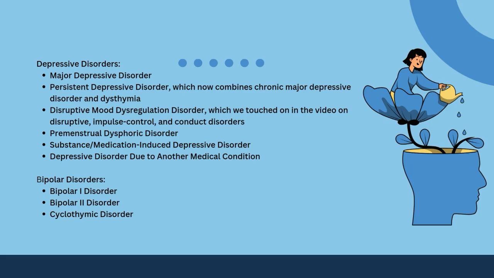So, that's major depressive disorder, persistent depressive disorder, which now combines chronic major depressive disorder and dysthymia, disruptive mood dysregulation disorder, which we touched on in the video on disruptive, impulse control, and conduct disorders, premenstrual dysphoric disorder, substance/medication-induced depressive disorder, and depressive disorder due to another medical condition. And then we're going to look at bipolar disorders. So there's bipolar I, bipolar II, and cyclothymic disorder. And for both depressive and bipolar disorders, we'll also discuss substance-induced disorders as well as the other specified and unspecified disorders that don't neatly fit into the standard criteria.